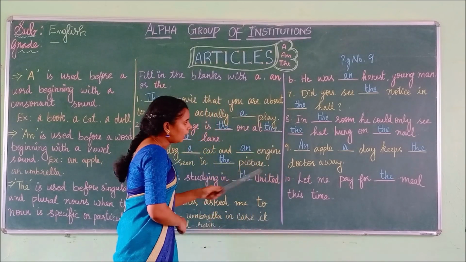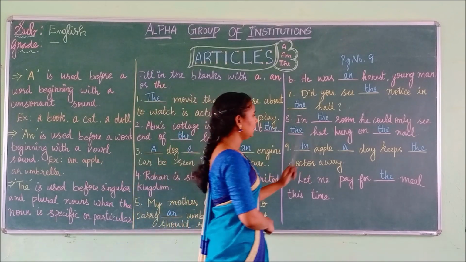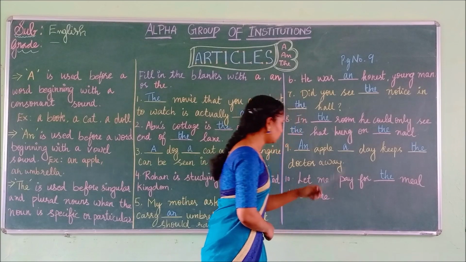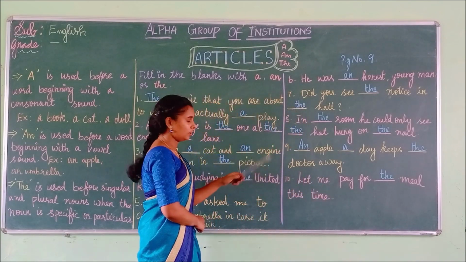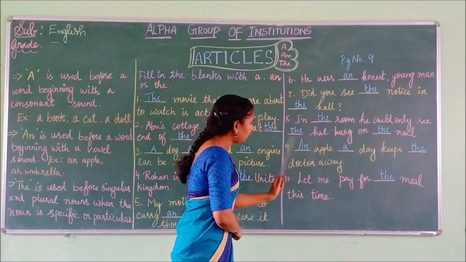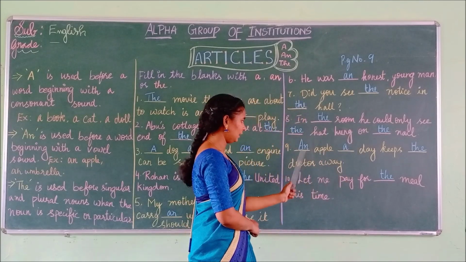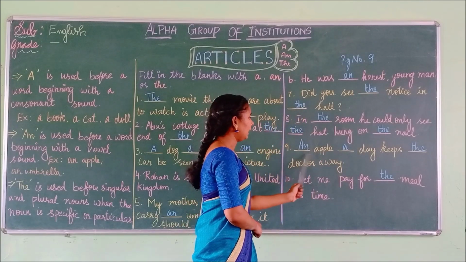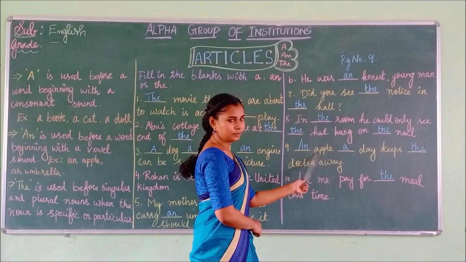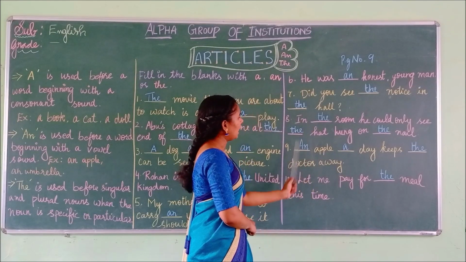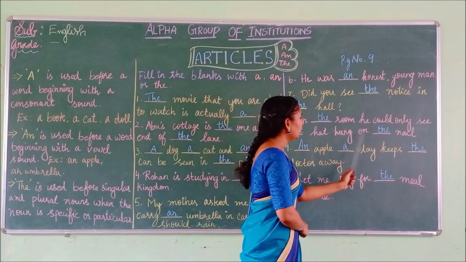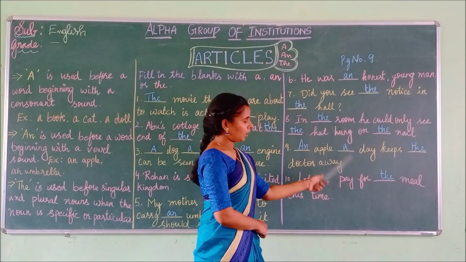Next we have "An apple a day keeps the doctor away." You might have heard this a lot. Here the article is "an" before apple, because we have a vowel sound. An apple a day keeps the doctor away.